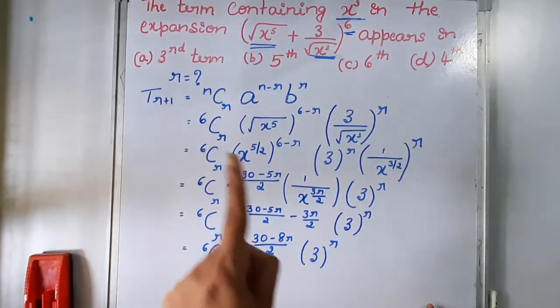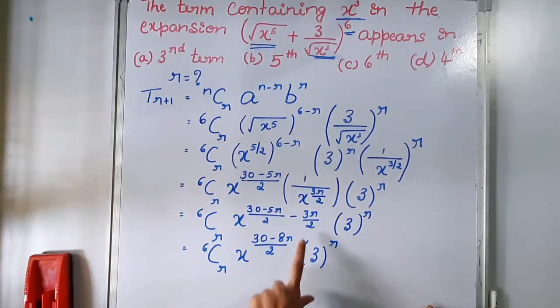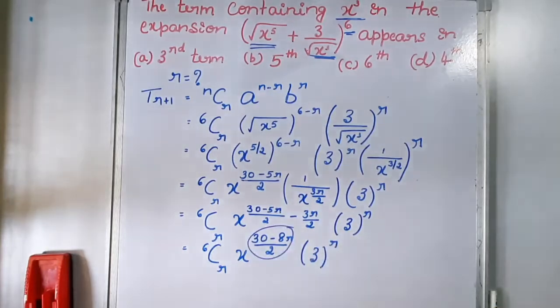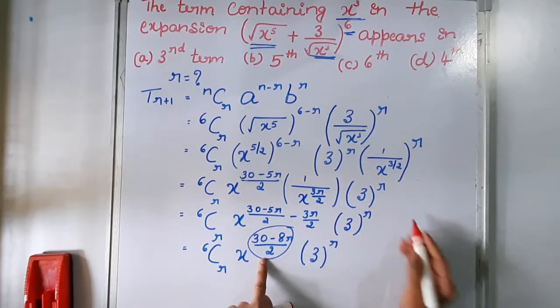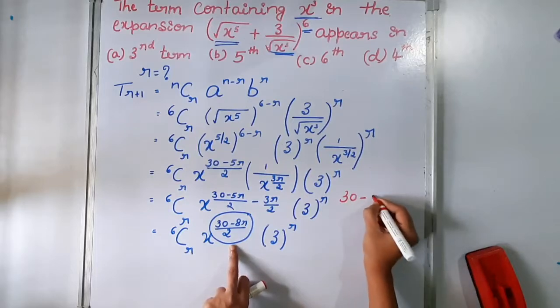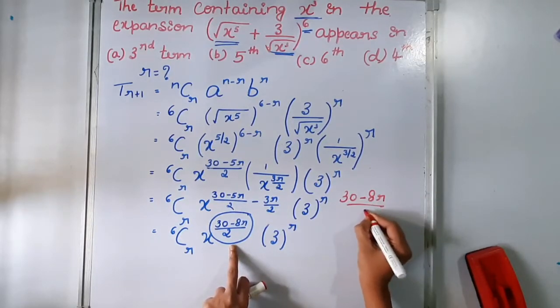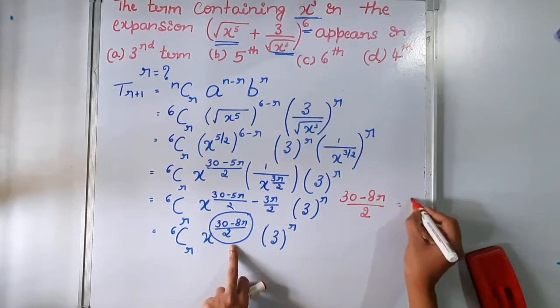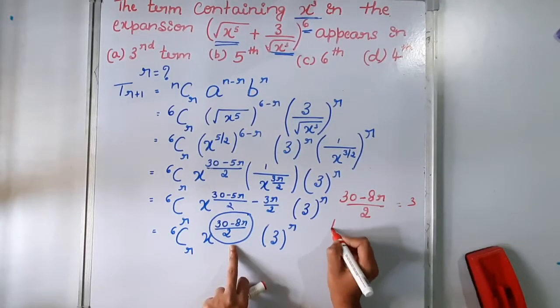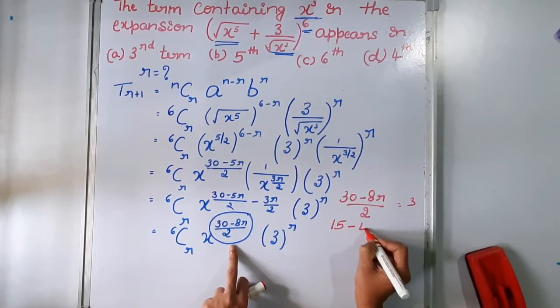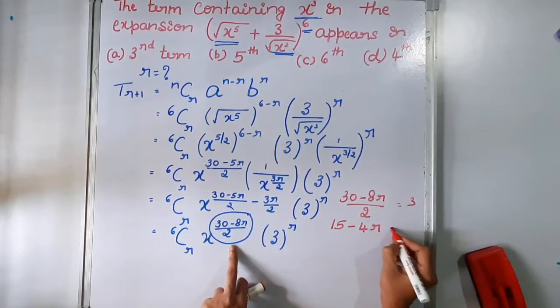So the question is the term containing x cube. So we need this as 3. Yes, let us take this one. See here, (30 minus 8r) divided by 2 should be equal to 3, right? Here you can take 2 common. So it will be 15 minus 4r, right? Should be equal to 3.